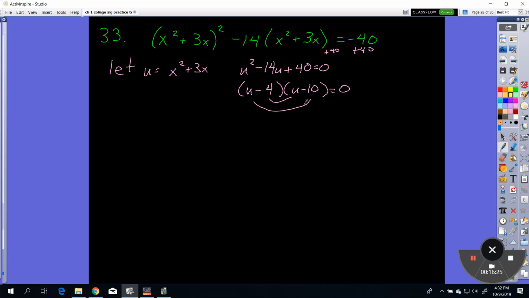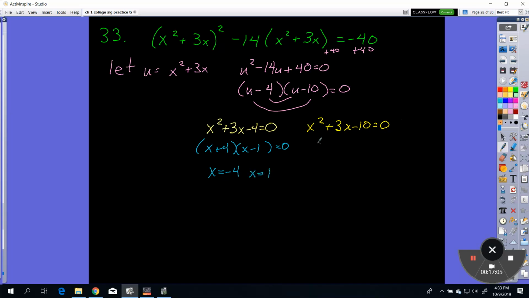I could set it equal to 0 and solve, but because I know that u is x squared plus 3x, I'm going to go ahead and replace that right now, so that I have x squared plus 3x minus 4 equals 0, and I have x squared plus 3x minus 10 equals 0. So now I have two problems equal to 0. So I take this first one. This factors to be x plus 4, x minus 1. So 4 minus 1 makes 3. 4 times negative 1 makes negative 4. I set each of those equal to 0. I get x equals negative 4 and x equals 1.